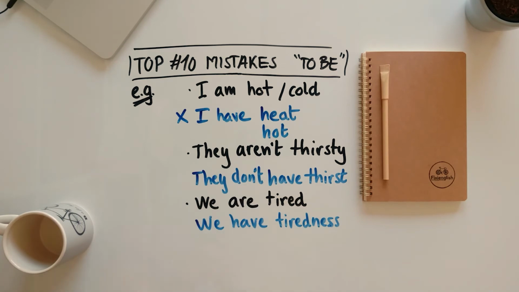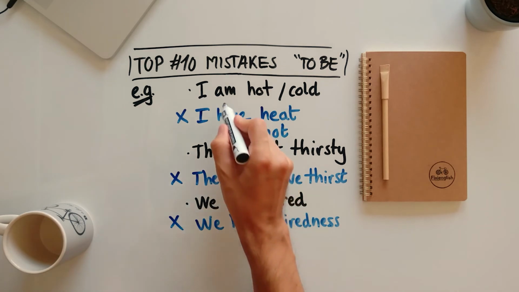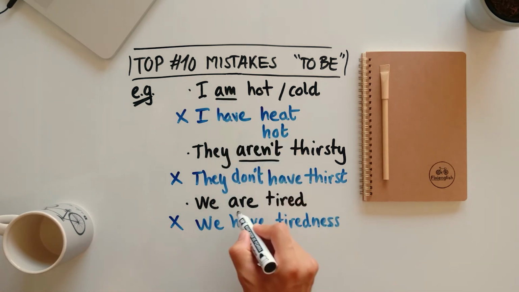Another sentence could be, they aren't thirsty. You would never say they don't have thirst. And lastly, we could say we are tired, but we wouldn't say we have tiredness. As you can see, the 3 of these sentences are using the verb to be to express physical conditions.